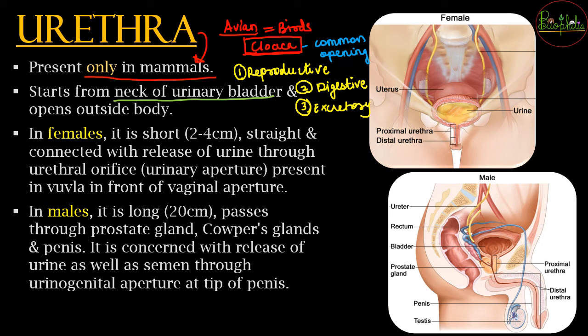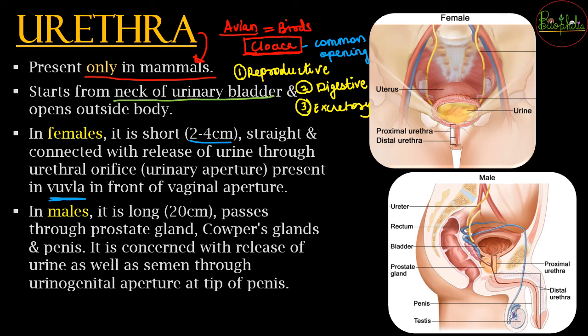So in the females it is going to be shorter, about 2 to 4 centimeters long, and it is going to be straight and connected with the release of urine through the urethral orifice, or you can also call it the urinary aperture. Aperture means opening. That is going to be present in the vulva, in the frontal vaginal aperture.